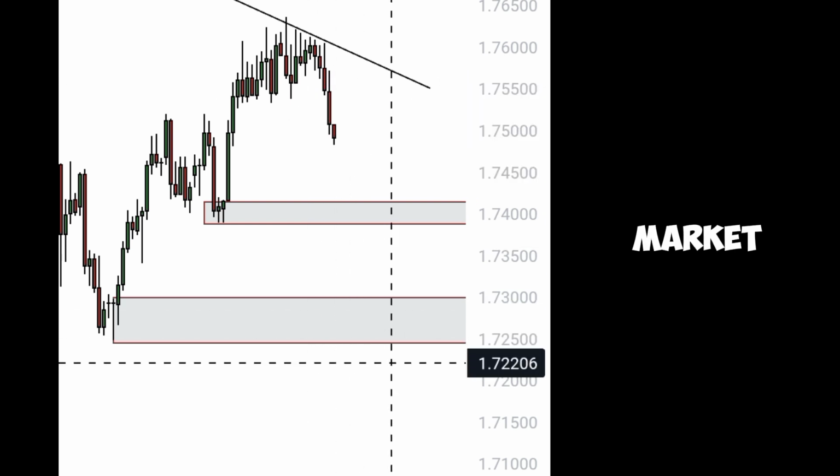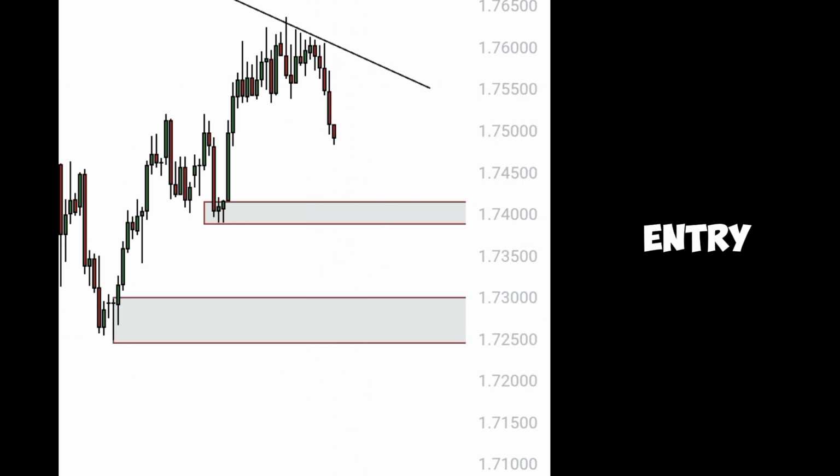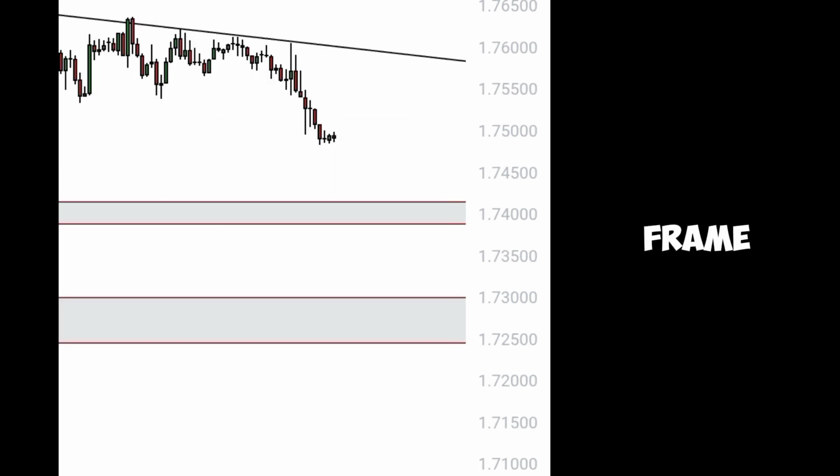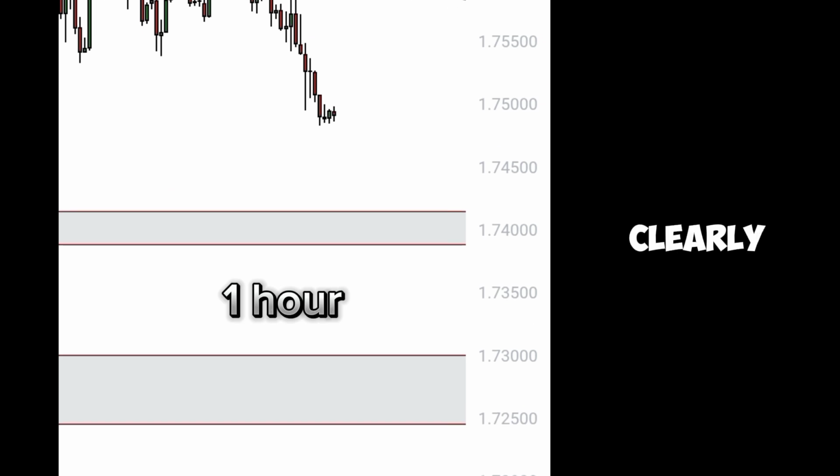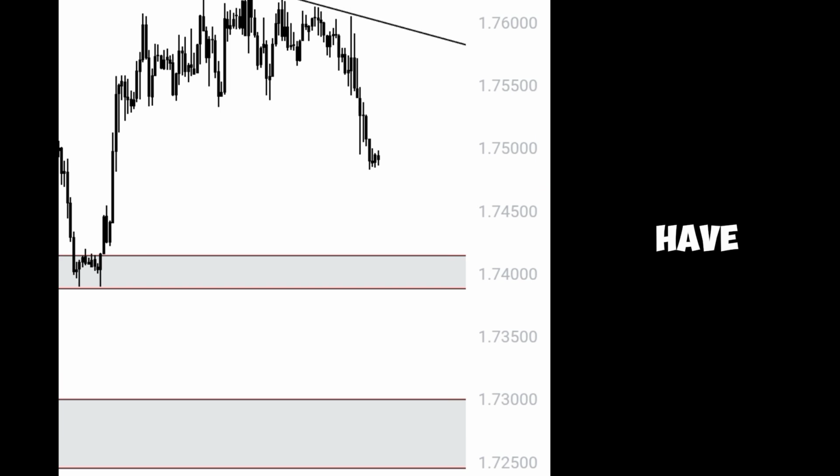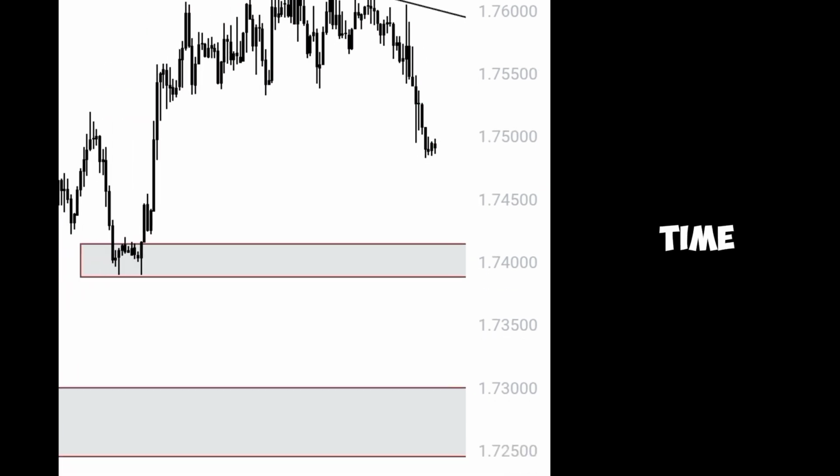We understand that the market is pushing downwards. So how do we get an entry? This is where many people have a problem. I like to go to the 1-hour time frame to look at things a little bit more clearly. So I have the 1-hour time frame right here.